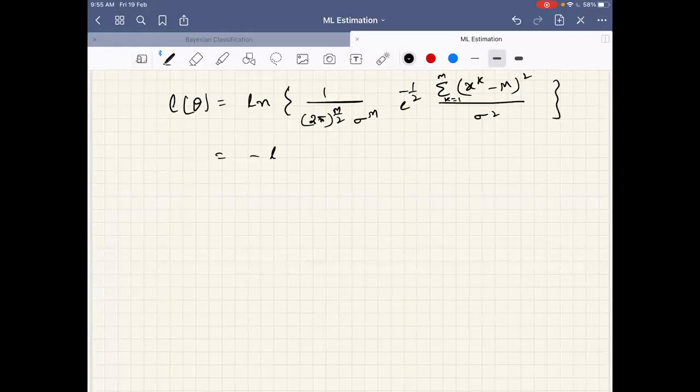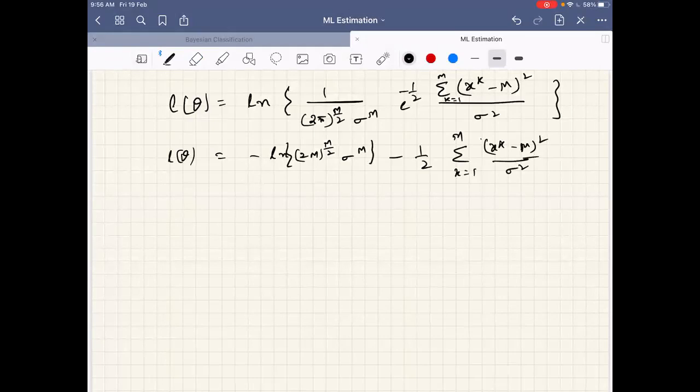So minus ln of (2 pi) whole power m by 2, m by 2 sigma power m. I can even simplify this, but I leave it. Minus half. Now what should I do after this? I have written this fine. After this, what should I do? Sir, we can discard the first term because it doesn't really affect. Very good.